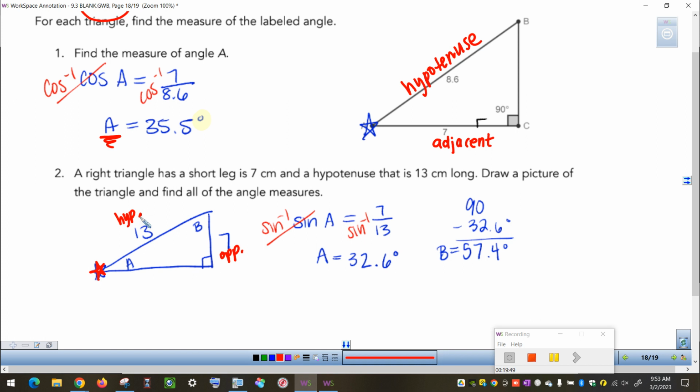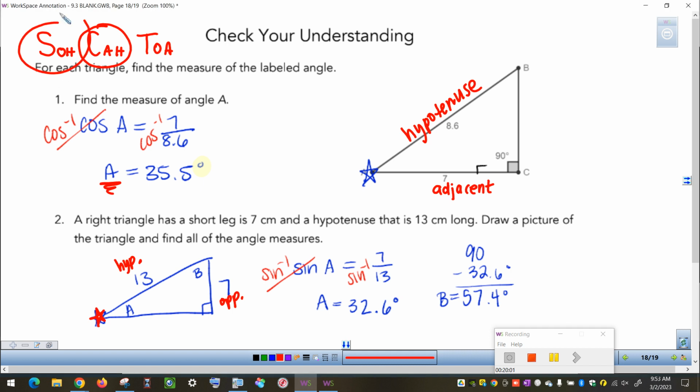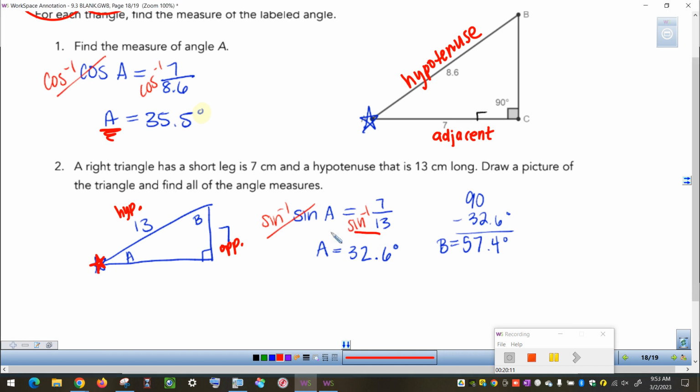We're doing sine because of SOHCAHTOA. That's what we do for opposite and hypotenuse. And then we need to do the sine inverse. So sine inverse of both sides, that's going to give us our angle by itself. Sine inverse of 7/13 is about 32.6 degrees.